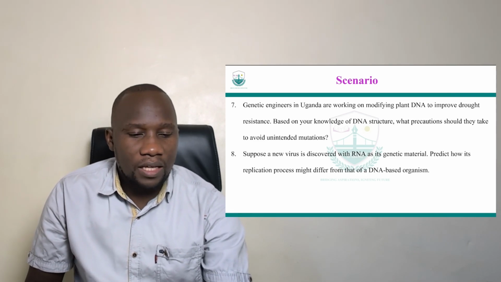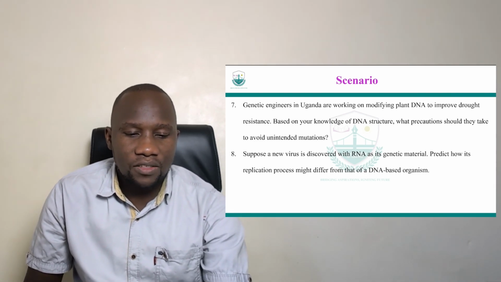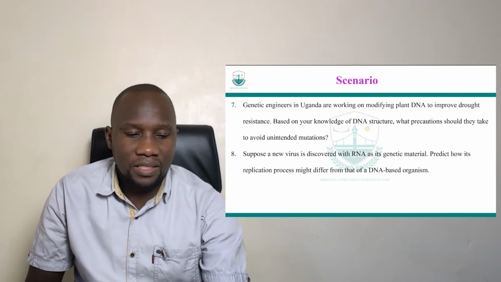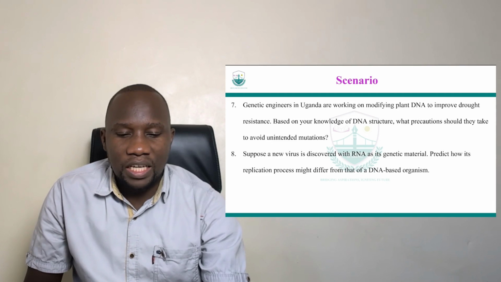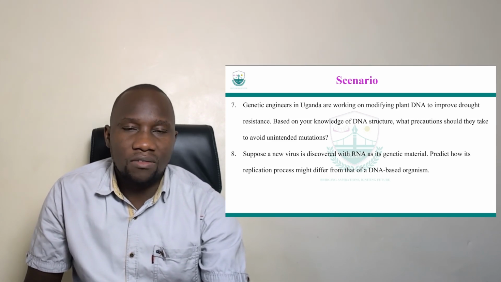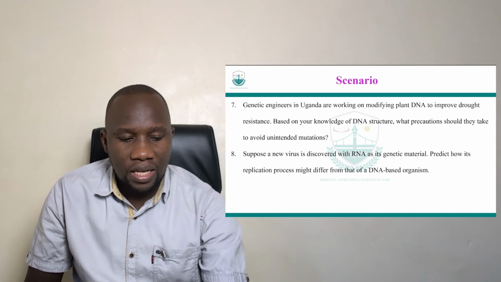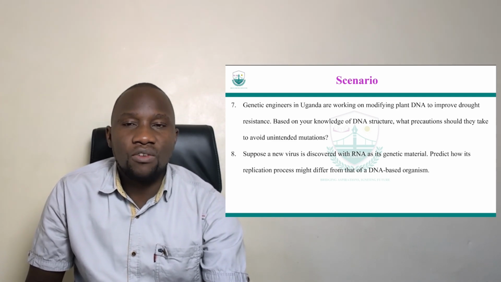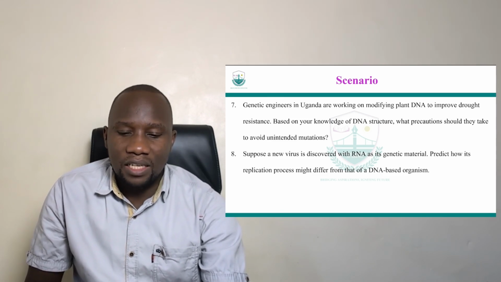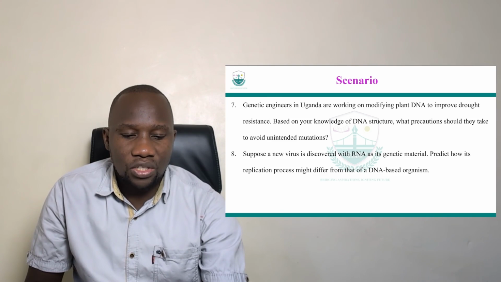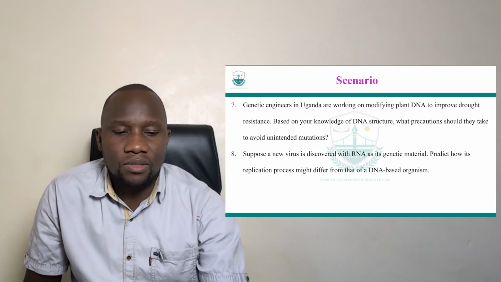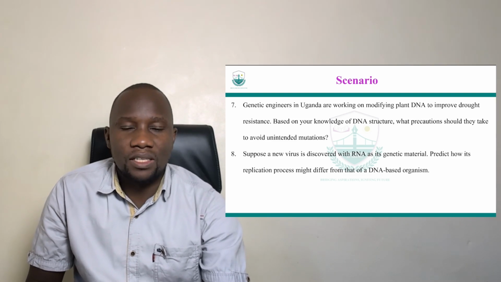The other questions are that genetic engineers in Uganda are working on modifying plant DNA to improve drought resistance. Based on your knowledge of DNA structure, what precautions should they take so that you don't have unintended mutations? And then lastly, suppose a new virus is discovered with RNA as its genetic material, predict how the replication might differ from that of DNA-based organisms. So let's go into this discussion.